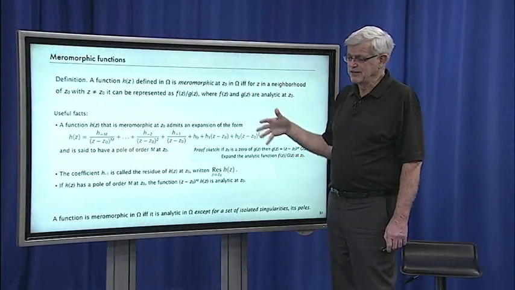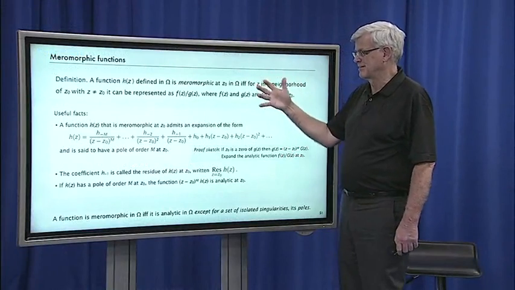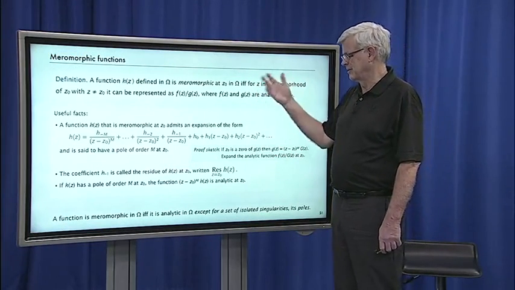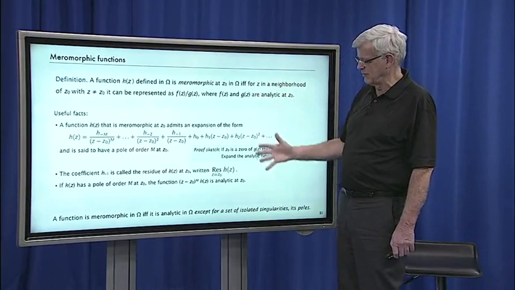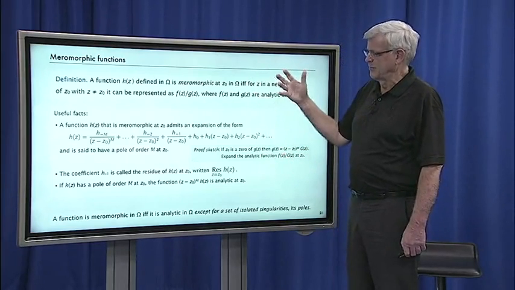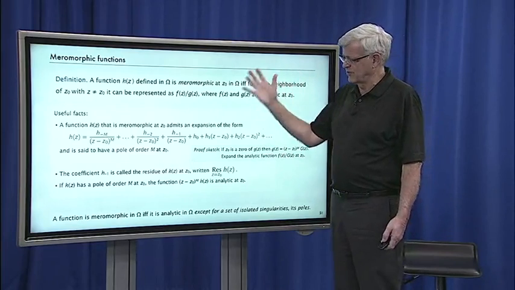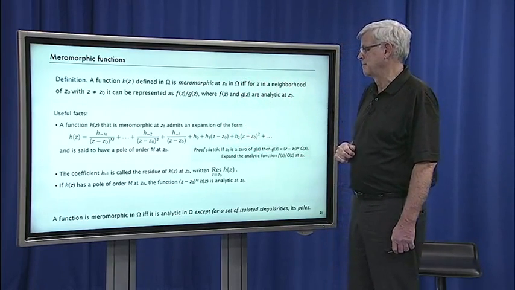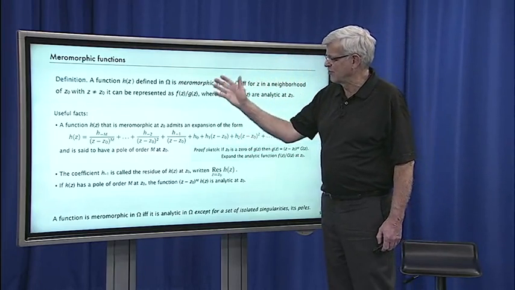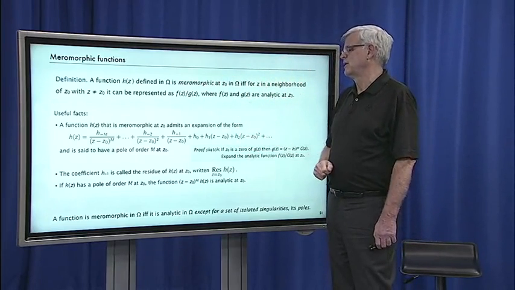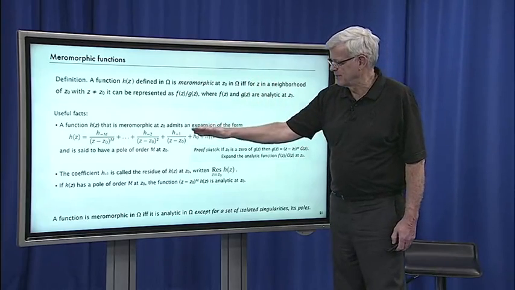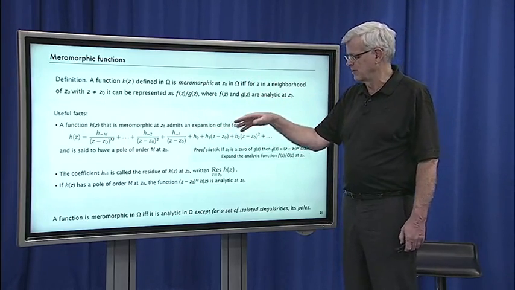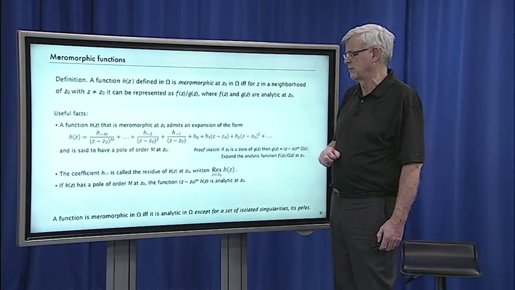And again, without going into details of complex analysis, I won't talk about formal proofs of all these types of things. But this sketch gives an understanding of the kind of functions that we're talking about. They can be expressed as the ratio of two analytic functions, and they can be expanded always in this form for each pole, near each pole.